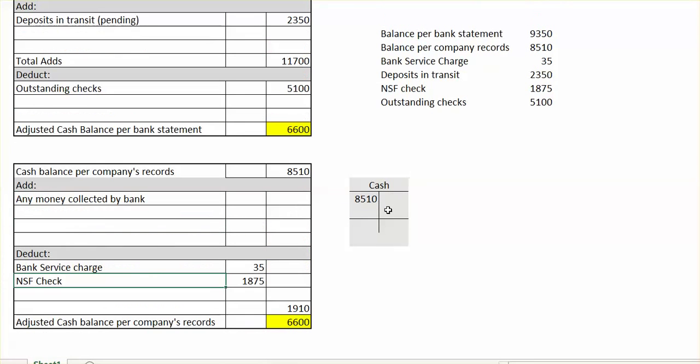When you credit cash for $19.10, then your new balance of cash in your books equals $8,510 minus $19.10, which will equal $6,600. So that means that your bank reconciliation is correct, and this is the amount that you will use for cash when you create your balance sheet at the end of the period.